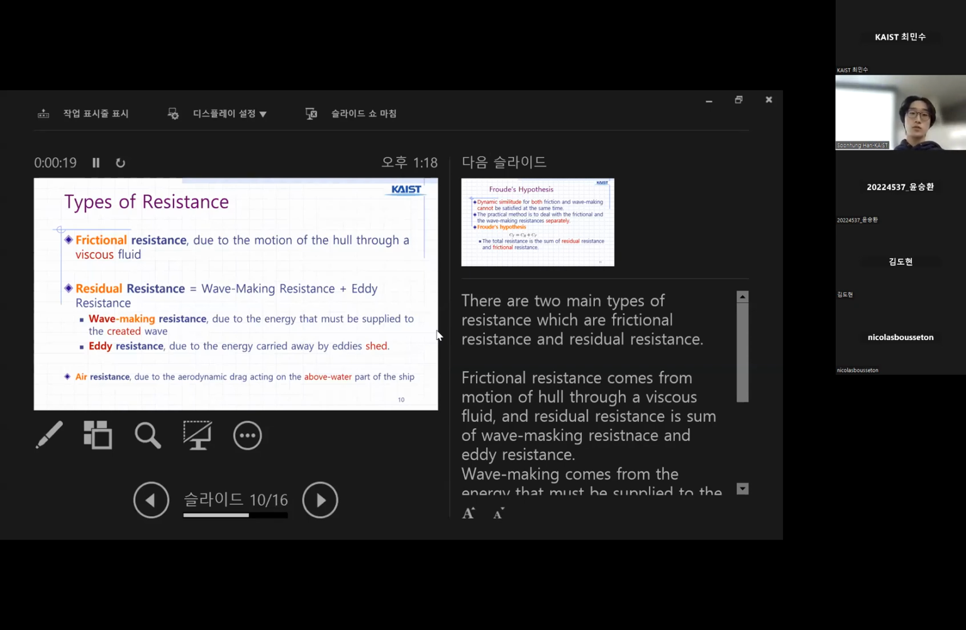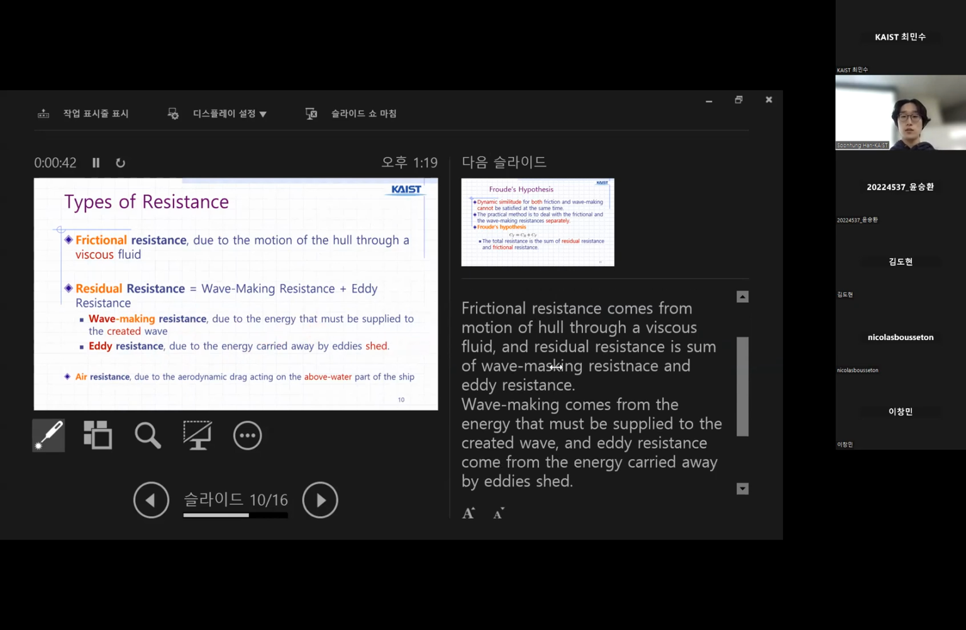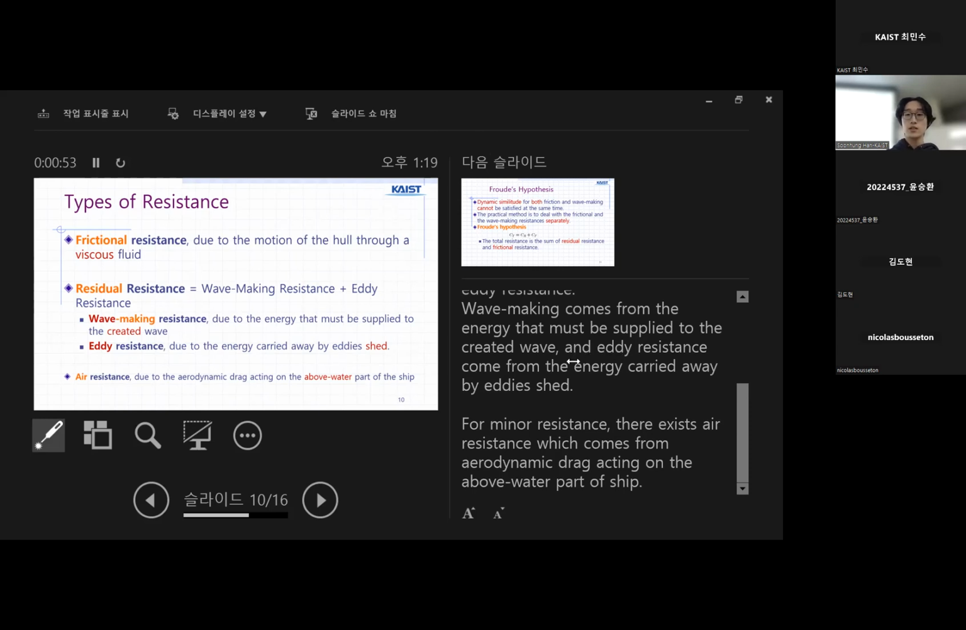There are two main types of resistance, which are frictional resistance and residual resistance. Frictional resistance comes from the motion of flow through a viscous fluid, and residual resistance is the sum of wave making resistance and eddy resistance. Wave making resistance comes from energy that must be supplied to the created wave, and eddy resistance comes from the energy carried away by eddies shed. For minor resistance, there exists air resistance, which comes from aerodynamic drag acting on the above water part of the ship.